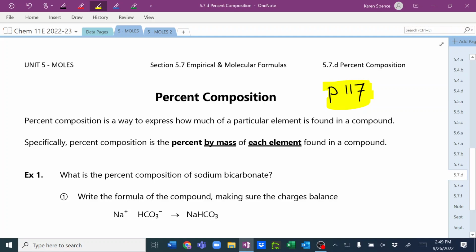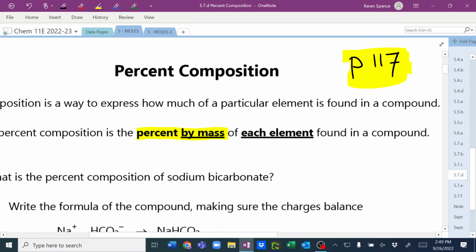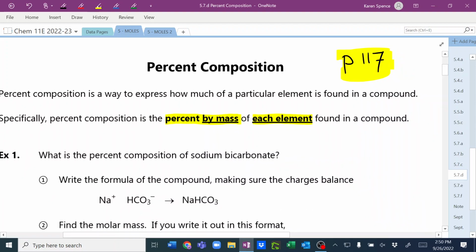Percent composition. When we say percent, we mean percent by mass, okay? And what are we looking at in terms of its percent? It's percent by mass of each element in a compound. This is actually extremely easy. Like, I probably could have just sent you home to learn this on your own, but we need to know it to do the next thing we're going to do, so we're going to go through it right now.